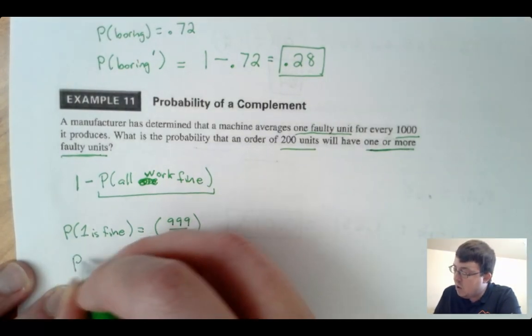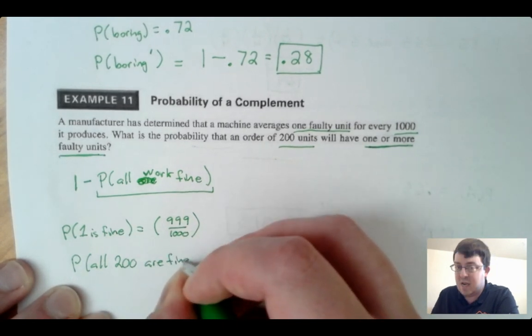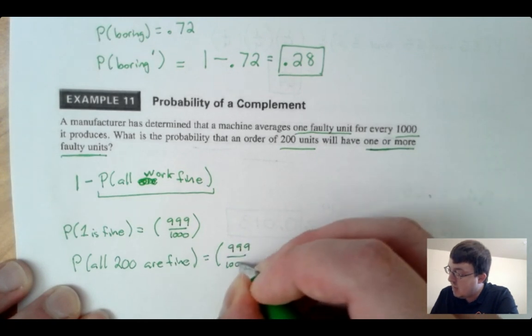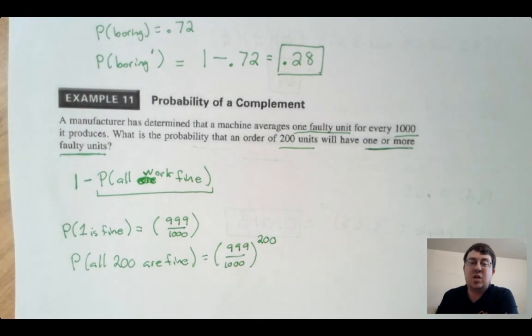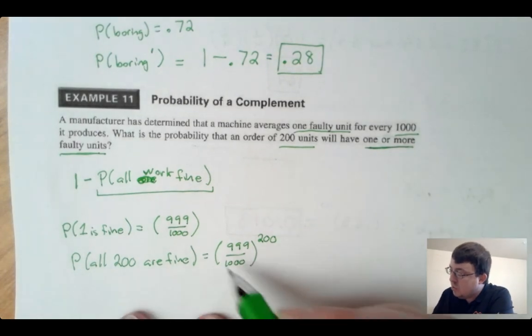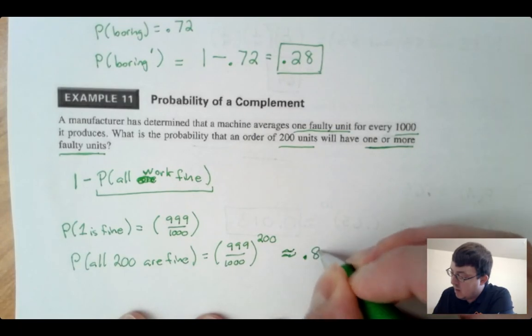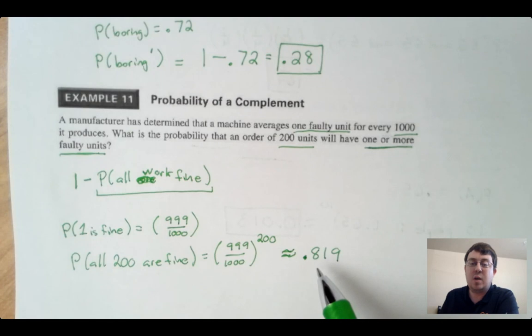Probability that all 200 are fine. Well, I need to take that probability that one is fine, 999 over 1,000, and raise it to the 200th power, because there's 200 different units in this order. Okay, so the probability that all 200 are fine, approximately, is about 0.819. And I always round to 3 decimals when I'm doing it this way, so you can be accurate. So the probability that all 200 are fine is 0.819.